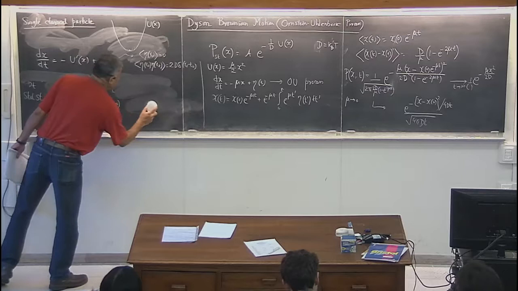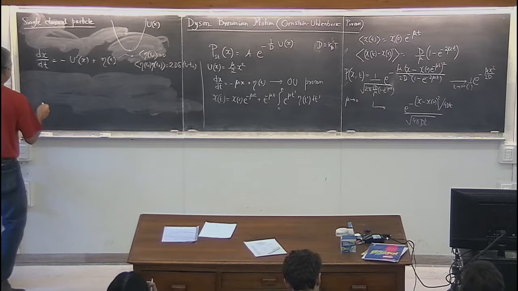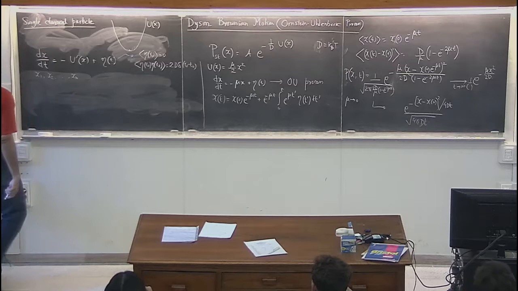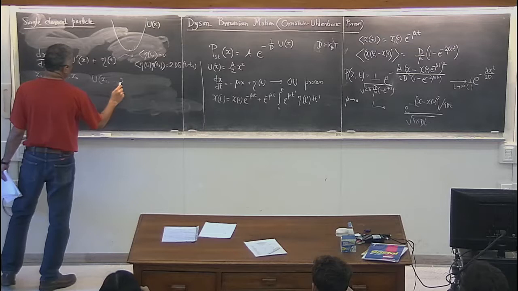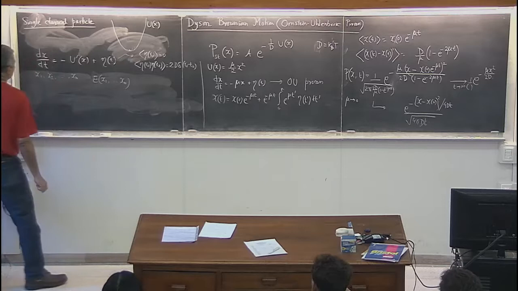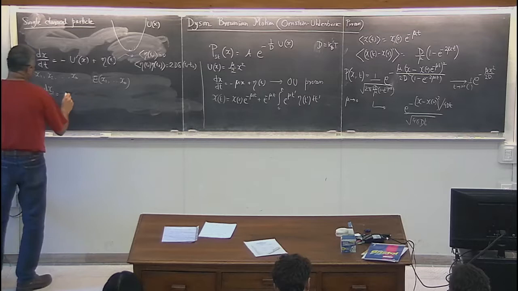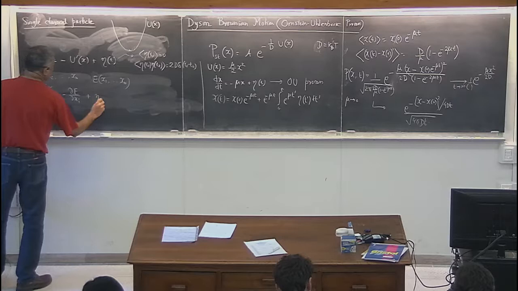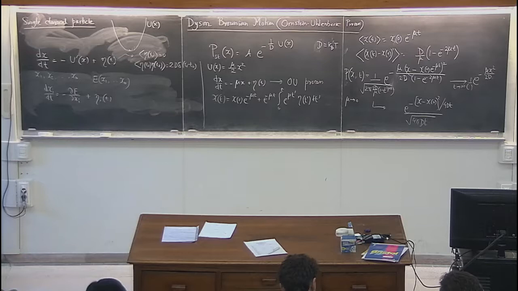So let's say x1, x2, up to xn, an n particle case, and they are moving in some multidimensional potential. Let's call this E. And again we write down the Langevin equation, and in this case it will be minus the derivative of E with respect to xi, plus again some noise. So for each particle independently, you have a Gaussian white noise. Okay, so this is called the overdamped Langevin equation.